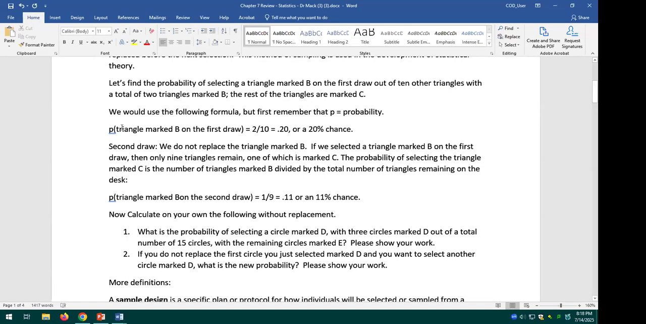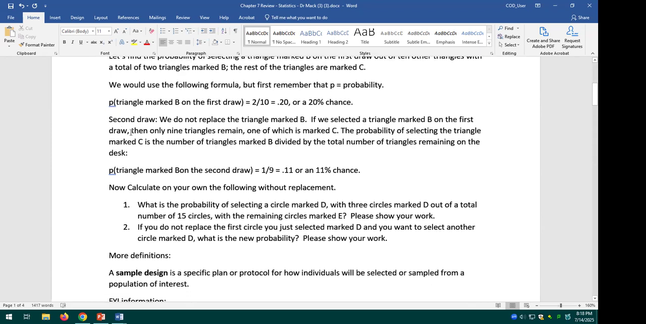The total of 2 triangles marked B, the rest of the triangles are marked C. We would use the following formula, but first remember that P is equal to probability. P(triangle marked B on the first draw) is 2 out of 10, or 0.20, or a 20% chance.